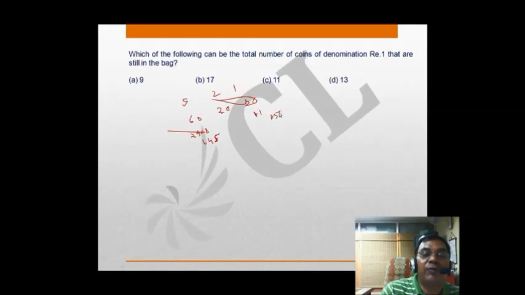9 into 5 is 156. With every 5 rupees interchanged by 2 rupees, the gap should be of 3 rupees. And 156 and 148, the gap is 8 rupees, which is not divisible by 3. So this cannot be the choice.